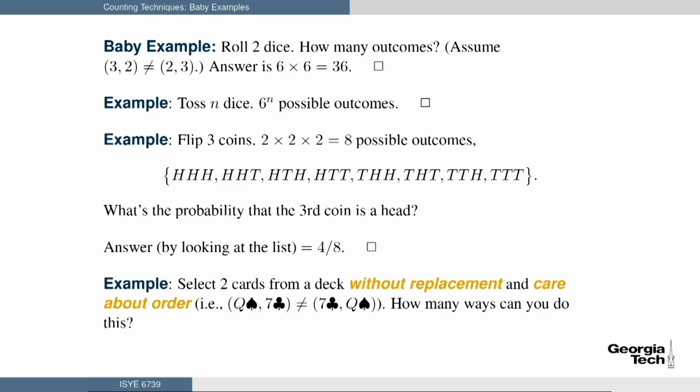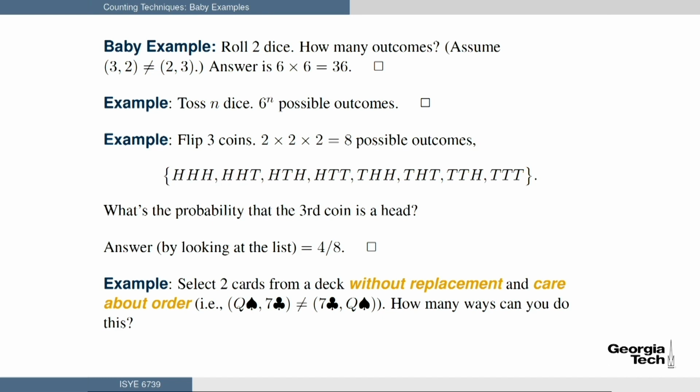As a slightly more complicated example, let's suppose that I select 2 cards from a standard deck without replacement, and suppose I care about the order. So what do I mean by a standard deck of cards? I know some people may not be gamblers, and I'll explain this in more detail later, but let me just say for now that there are 52 cards in a standard deck.